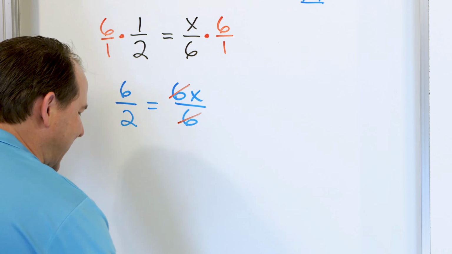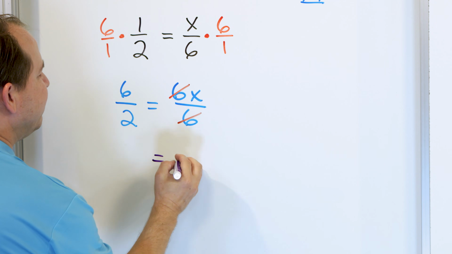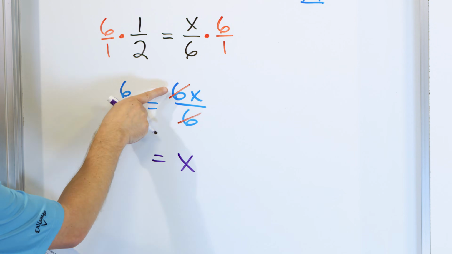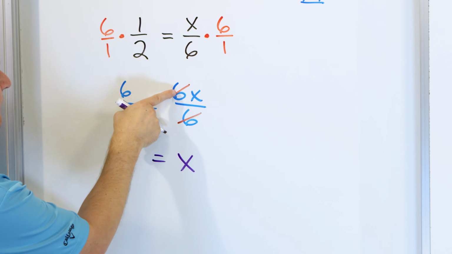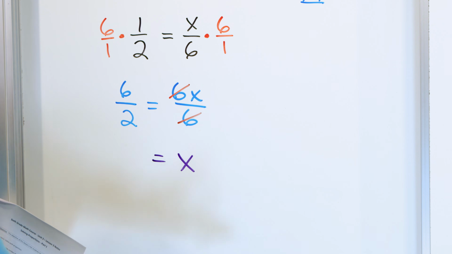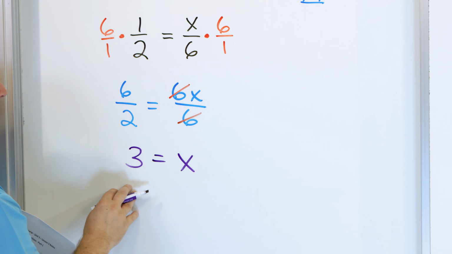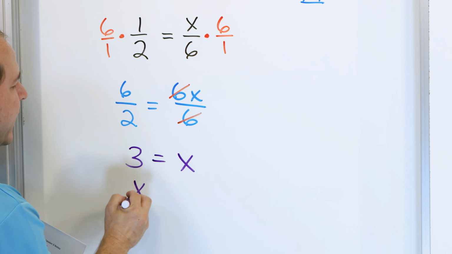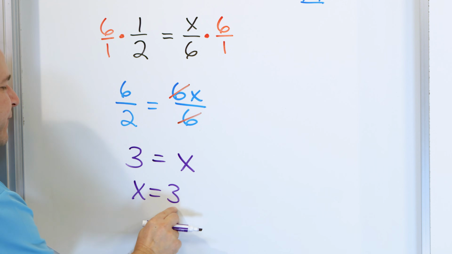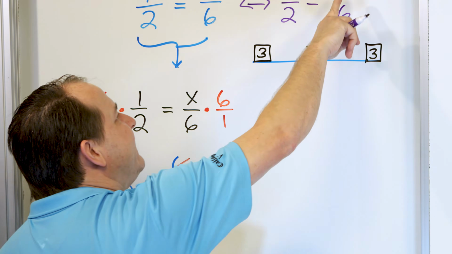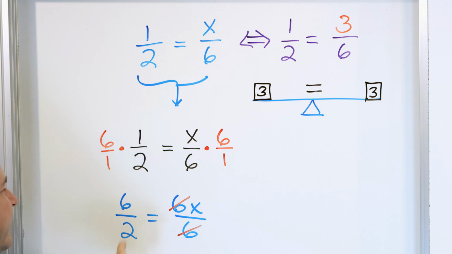So what you have on the right-hand side here is just x by itself, because the 6's, they really didn't disappear. They just divided away and they gave me a 1, which is invisible. On the left, I have 6 divided by 2 is 3. Now I have 3 equals x. You can flip that around to be x is equal to 3. And now we figured out that x must be 3. It's the only value that works to make this thing right.